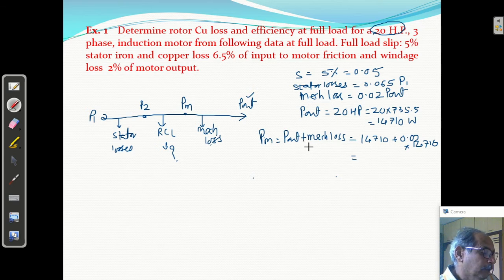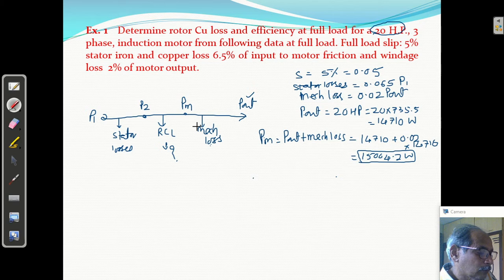0.02 into 14,710 is 294. So 294 plus 14,710. Using the calculator, I am getting 15,004.2 watt. So we got PM. P out plus the mechanical loss equals PM.